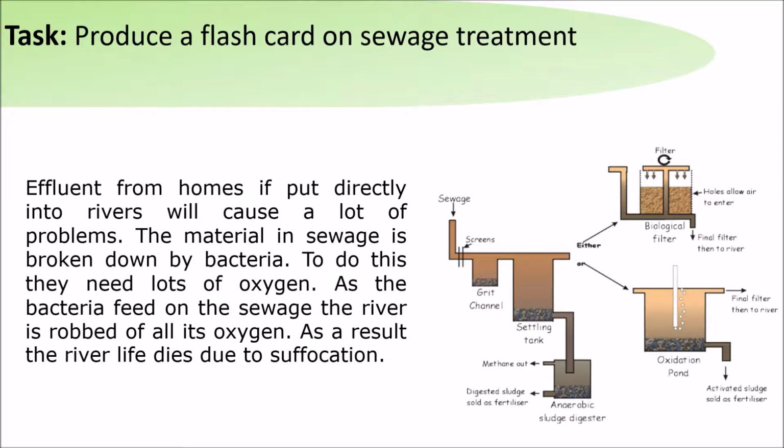Effluent from homes put directly into rivers would cause a lot of problems. The material in sewage is broken down by bacteria. To do this, they need lots of oxygen. As the bacteria feed on the sewage, the river is robbed of its oxygen, so therefore any fish or other organisms within the river would die.